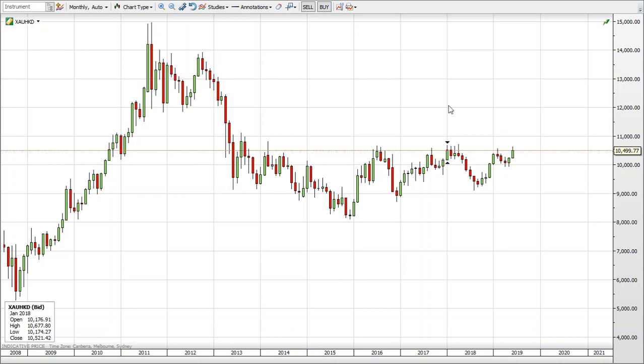So that's really the long gold against the Hong Kong dollar trade idea. And if there's an opportunity to enter it, I'll let you guys know.